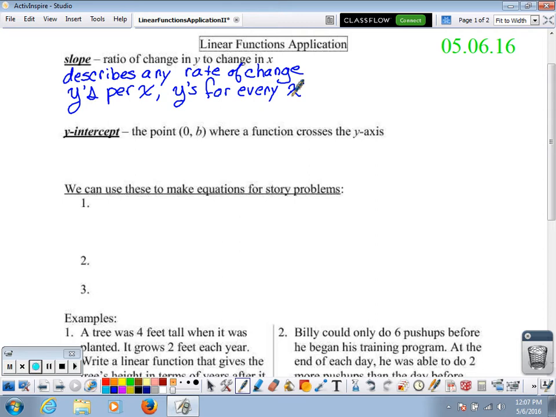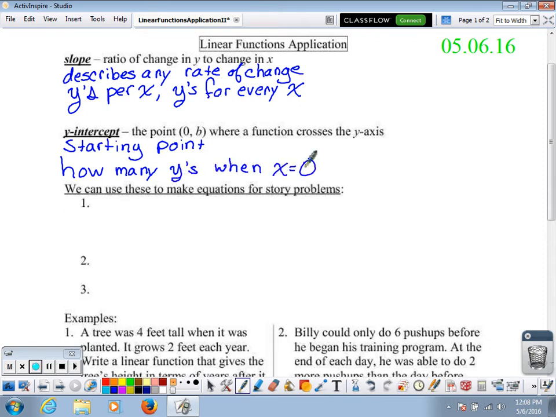Okay, the y-intercept, we know algebraically, is the point (0, b) where the function crosses the y-axis. So when we have y equals mx plus b, that b is the y value where the function crosses the y-axis. But in a story situation, it's our starting point. It's how many y's when the x value is 0. So if we want to make an algebraic equation, a linear xy function based on a story problem, we're going to need to talk about slope and y-intercepts.